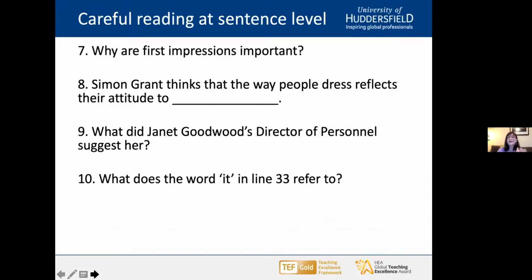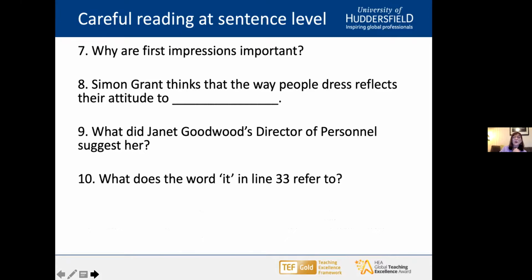Okay, and these are careful reading questions, but they are at sentence level, which means that reading only one sentence would be enough to answer the question. For example, question eight is a typical question that would lead you to scan for the name first, and when you find the name, you read the surrounding sentence and you find the answer there.